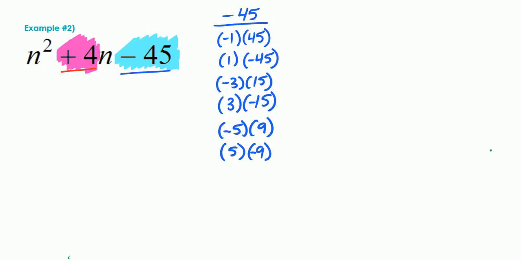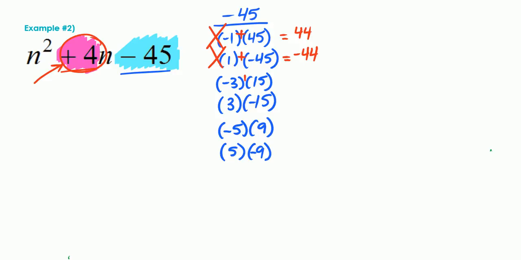Now I need to go through these lists of numbers and figure out which pairs of numbers added together will actually give me the coefficient on that middle term, positive 4. So starting at the top, we have negative 1 plus 45. That equals 44. That's not the coefficient on the middle term. I'm looking for a positive 4. So I'm not going to use those factors. Next on my list, I have 1 plus negative 45. That gives me negative 44. Again, not the number in the middle I'm looking for.